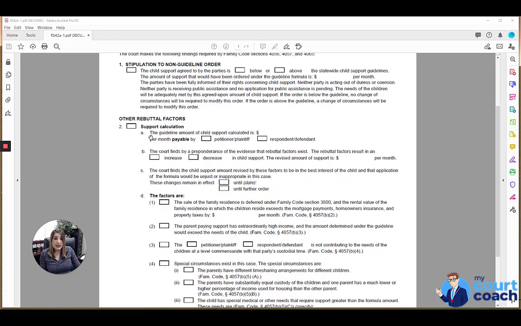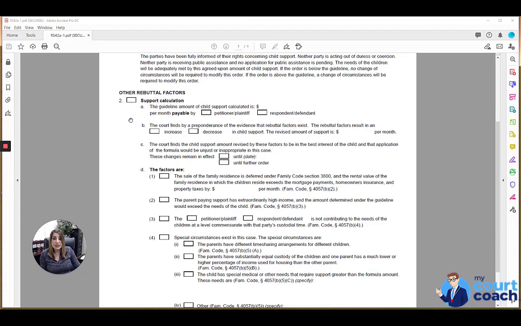Under line 2, again, you're going to list what the guideline amount of support would be and who would be paying for it. Section 2A or B, you would indicate if the amount you're agreeing to is higher or lower than the guideline amount, and then what that revised amount that you're agreeing to is. So the amount that you're agreeing to that is not guideline goes in here.